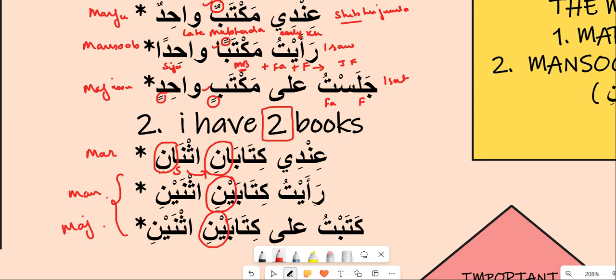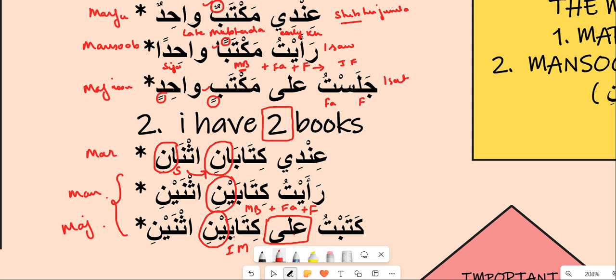Is it a jumla fi'liyya? If it is a jumla fi'liyya, fi'l plus fa'il, definitely this is in the maf'ul bihi position and it is mansoob. And what about majroor? How will you recognize? You will check for the harf jar before. If there is a harf jar, know that this noun is the ism majroor. So that's how you will check.